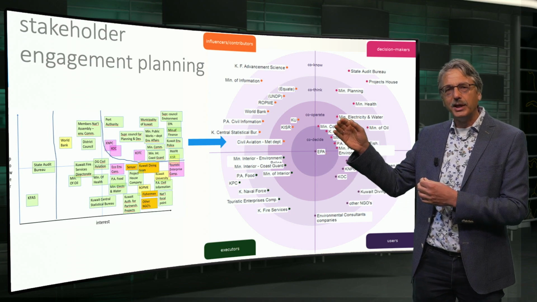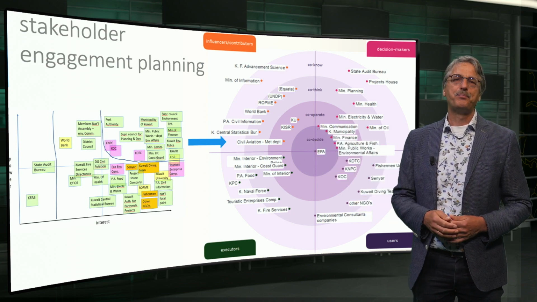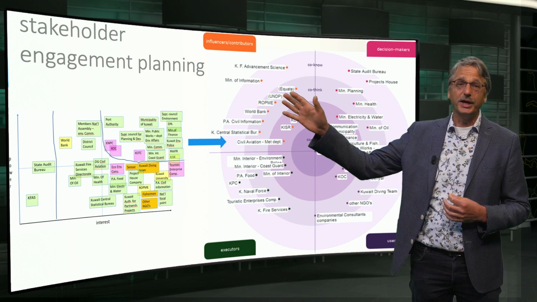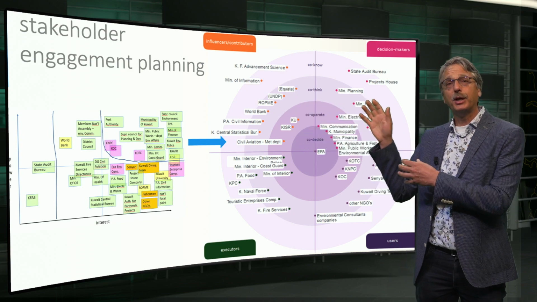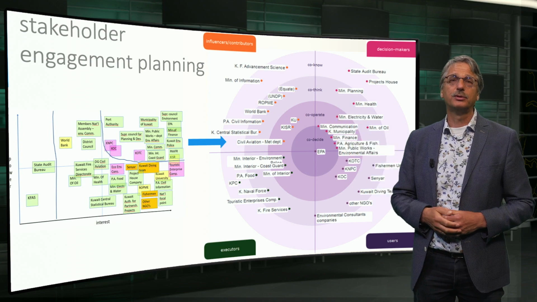Co-know, co-think, cooperate, and co-decide. Most of the stakeholders at the top right in the power interest grid ended up in the co-decide or cooperate circle in the bullseye.